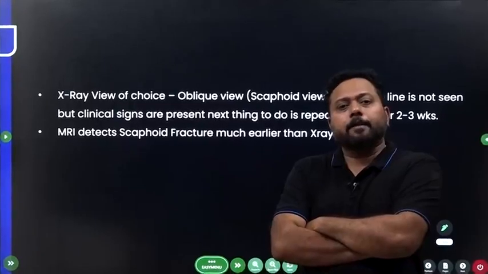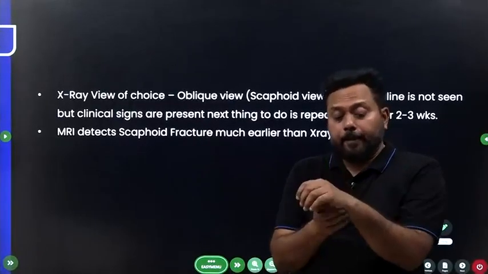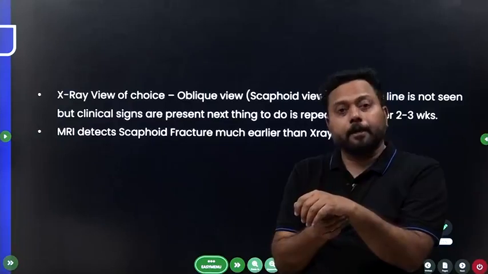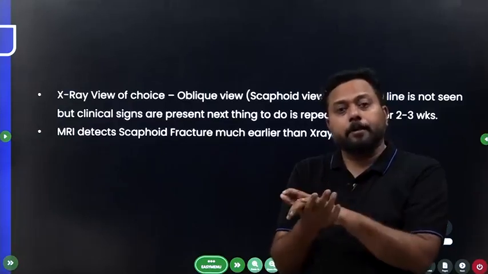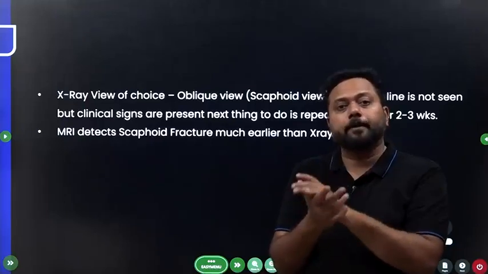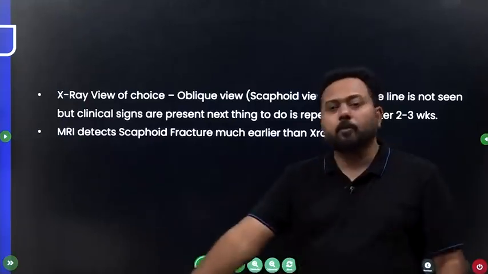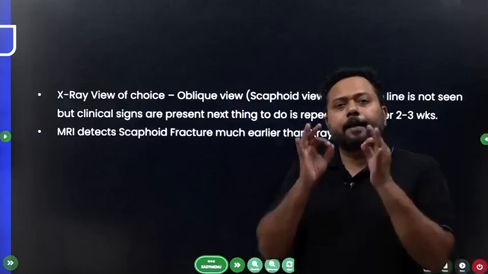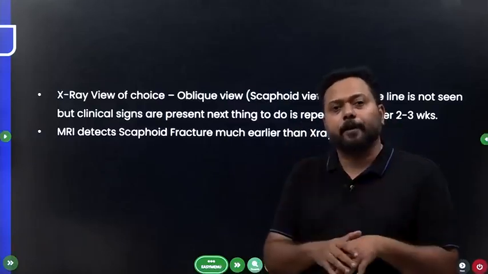You are clinically suspecting, that is, pain and tenderness and fullness along the anatomical snuff box is there. Watson's test positive, scaphoid lift test positive. Clinically, you are strongly suspecting scaphoid. Young adult, fallen on outstretched hand, everything is there. Clinically, you strongly suspect a scaphoid fracture.